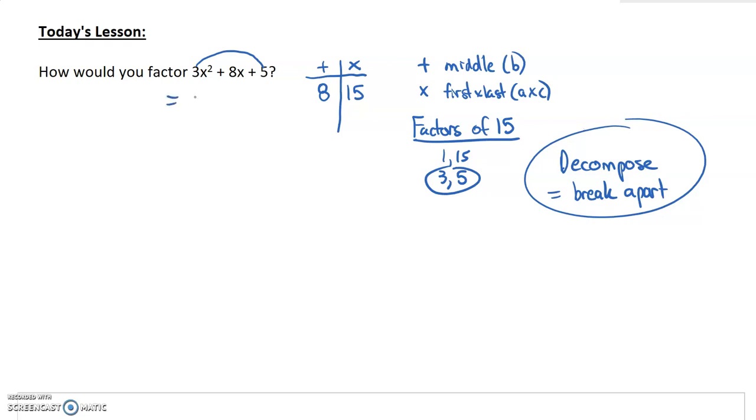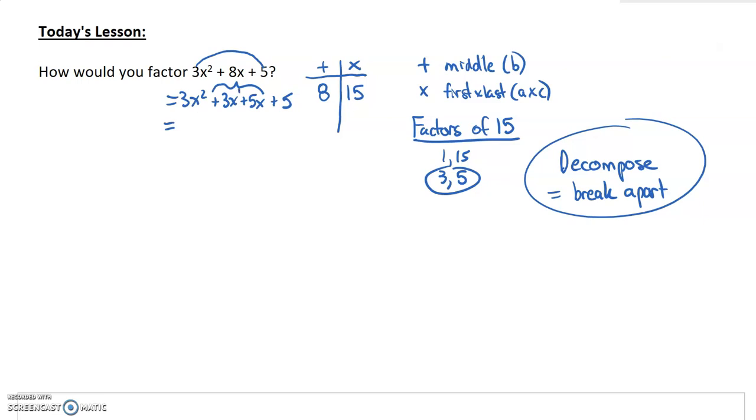In this case, we've got our two factors, and I'm going to literally write this 8x broken apart with the two factors. So I've got plus 3x plus 5x plus 5. I've broken the 8x into 3x and 5x. Those were my two factors, 3 and 5. And so now I'm going to factor by grouping.